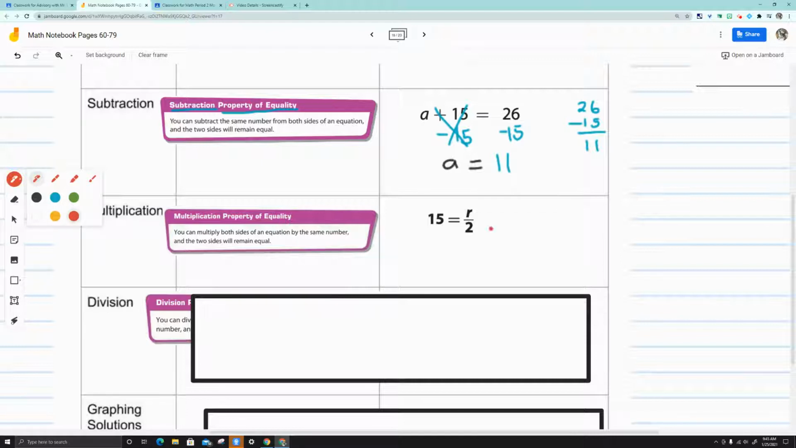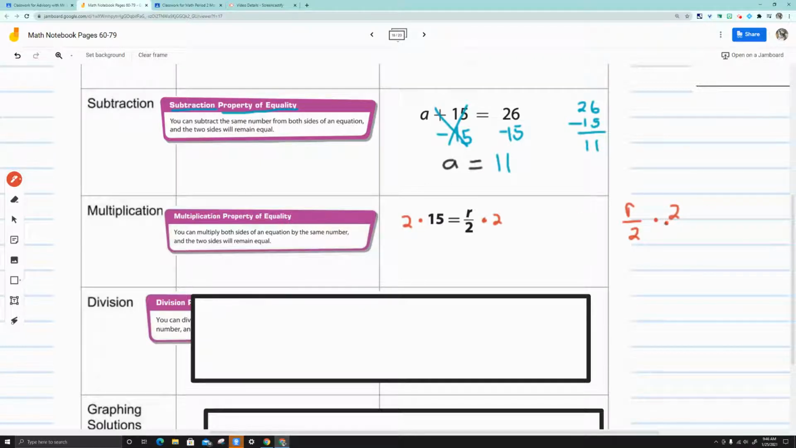I'm going to use red here, I think. And what I'm going to do to get r by itself in this example is multiply by 2 on both sides of the equation. This is r divided by 2, so to get rid of this 2, I'm going to multiply by 2. To show you how that works on the side, this is r divided by 2 times 2, and I'm also multiplying by 2 on the other side to keep it balanced.